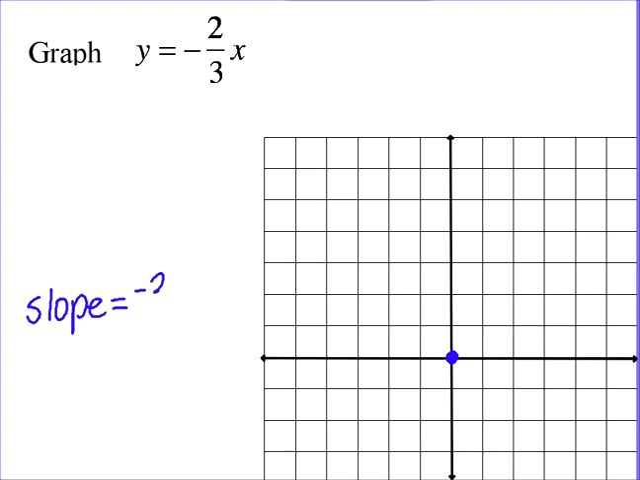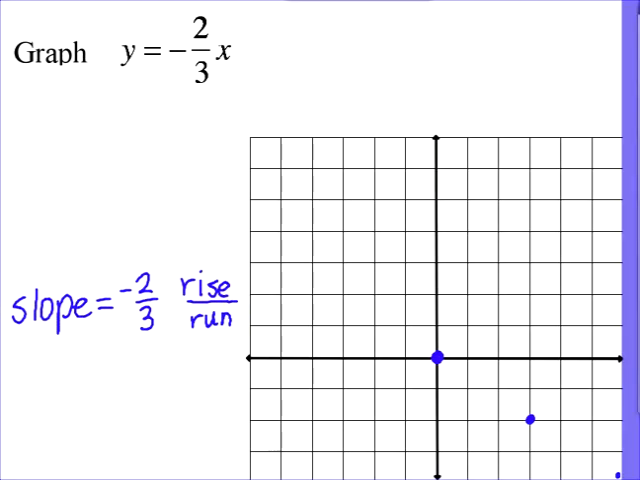Just hold on real quick. Slope is negative 2/3. So negative 2 refers to the rise. What does 3 refer to? The run. So a rise of negative 2 means you actually go down 2. A run of 3 means you go over 3. So from this point, I go down 2, over 3. Now I'm going to draw the line through those points.